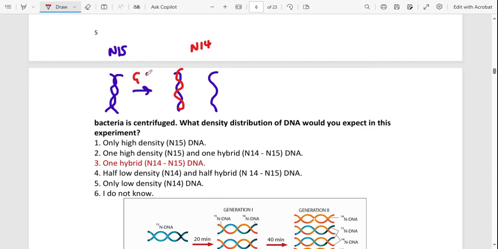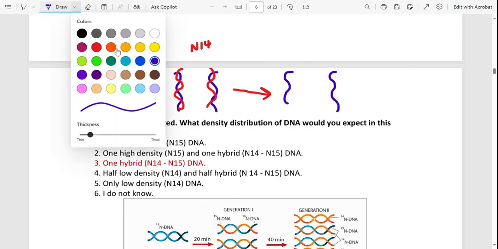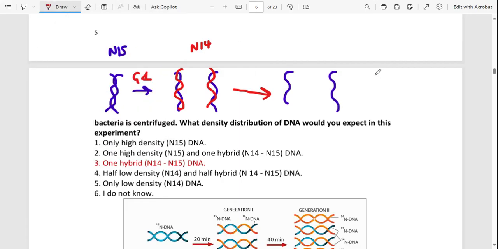This will be the first generation, G1. Even this strand will get one like that. If we allowed this to replicate again, each one of the strands is again going to separate. So I'm going to have two strands which are blue, right? And then you have two strands which are red. But because the environment is still nitrogen 14, this will be a second generation. So each of these strands will gain another red strand which has nitrogen 14. And nitrogen 14 we call light nitrogen.